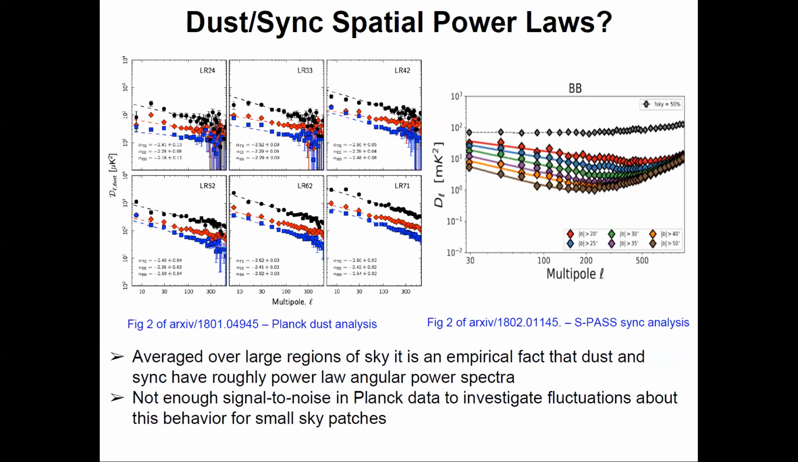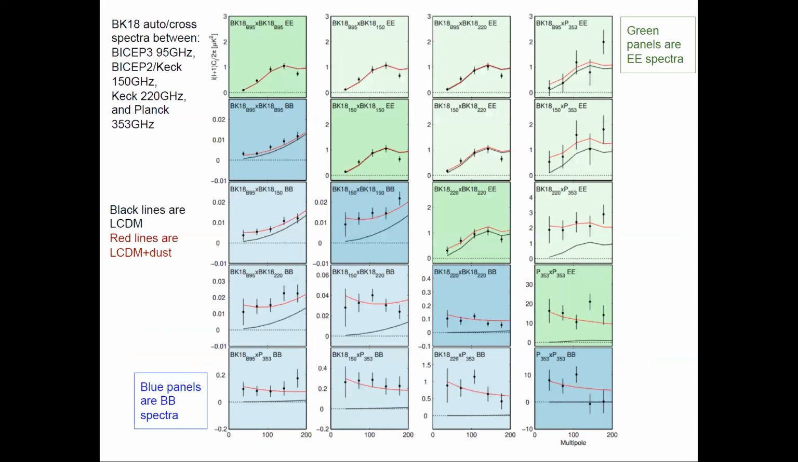Just to try and convince you that modeling the dust and synchrotron foregrounds as power laws in L is not a crazy thing to do: this is a plot from the Planck dust analysis on relatively large fractions of the sky, going from 24% up to 71%. This is a plot from Nicoletta's experiment, SPASS, measuring the same thing for synchrotron. That shows it also conforms to a power law. The reason it's going up here is instrumental noise. So modeling these foregrounds as a power law is not a crazy thing to do, at least. We can get into the details of whether it matters later.